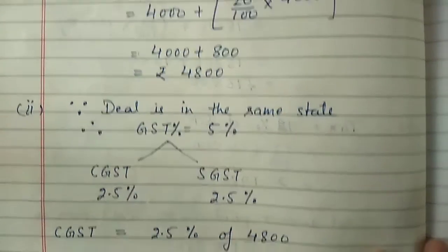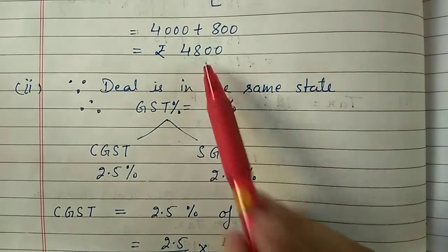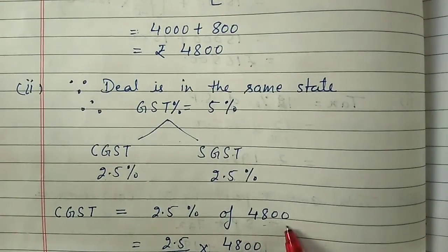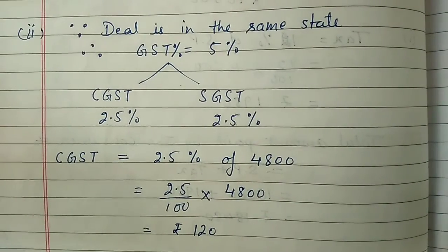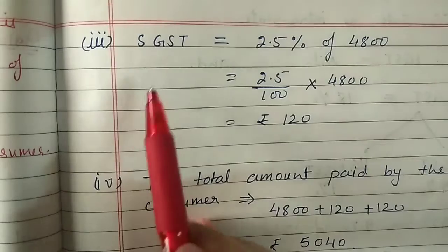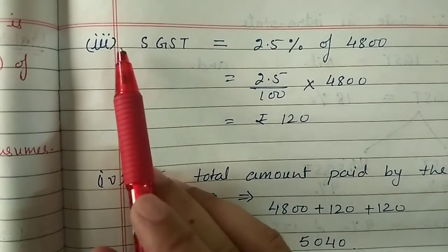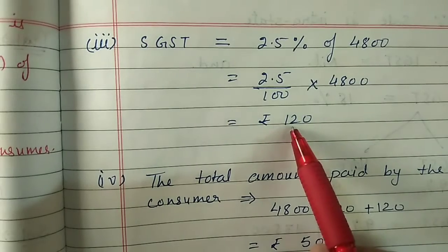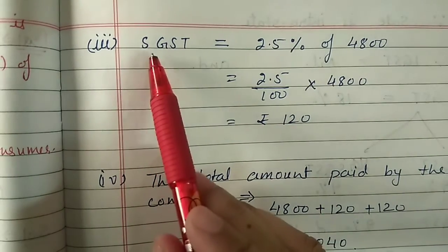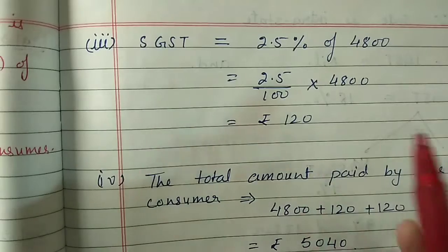So calculate the 2.5% of selling price, 2.5% of 4,800, that is equal to 120 rupees. Next, SGST. GST goes to the state government, 2.5% of 4,800, that is also equal to 120 rupees. CGST and SGST will come the same.